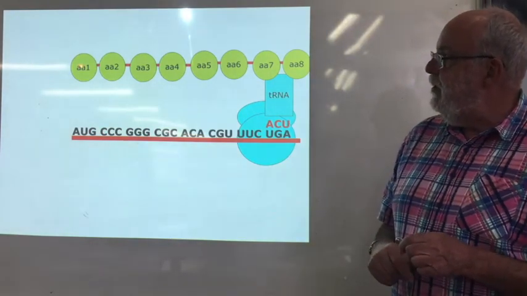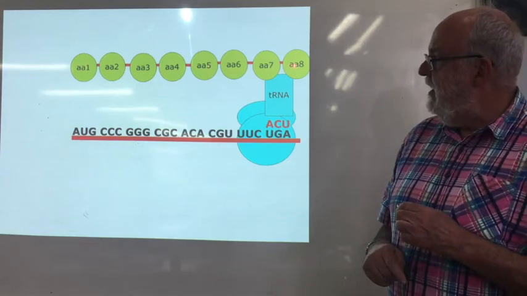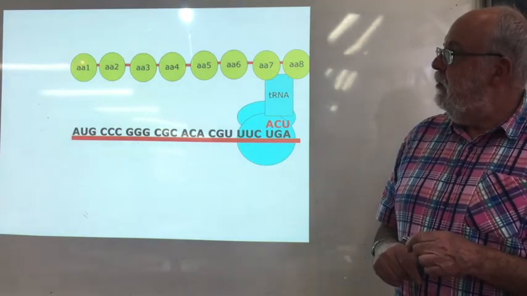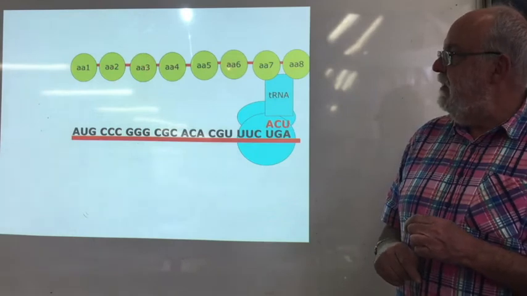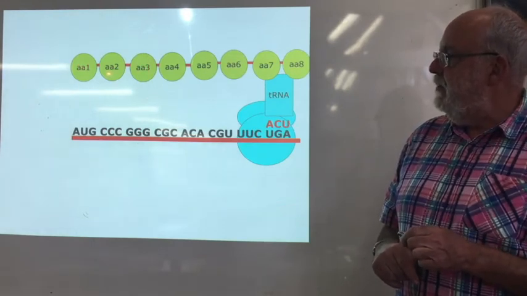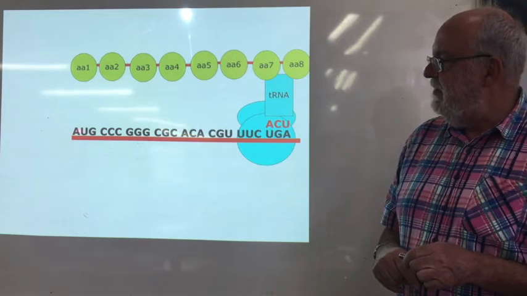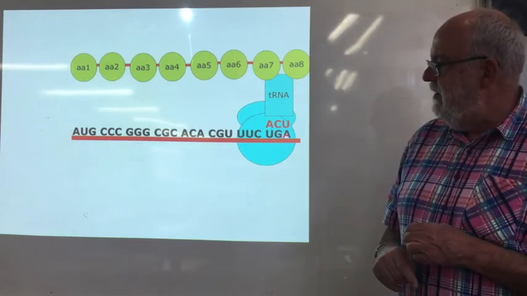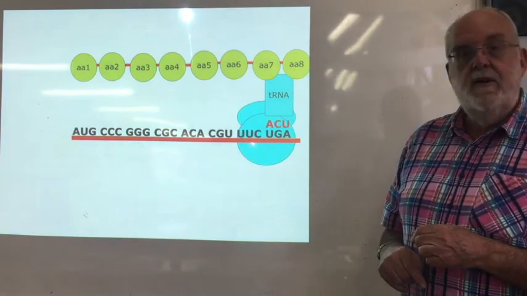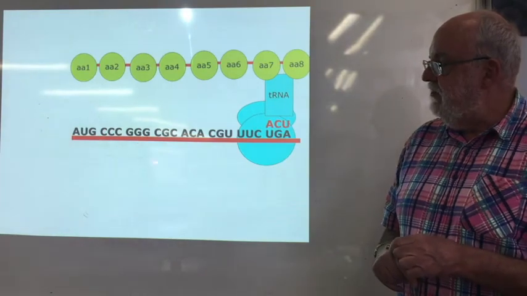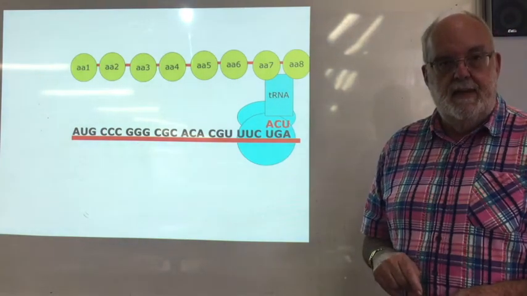So what we've done here is we have created a protein, the primary structure, with a sequence of particular amino acids. And the sequence is exactly coded for by the sequence on the messenger RNA, which is in turn coded for by the original sequence of bases on the molecule of DNA.